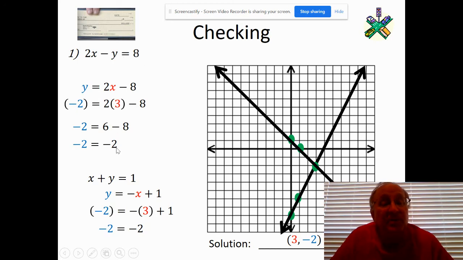I found the y-intercept and the slope to make the graph easier. And then I plotted my points and checked it.